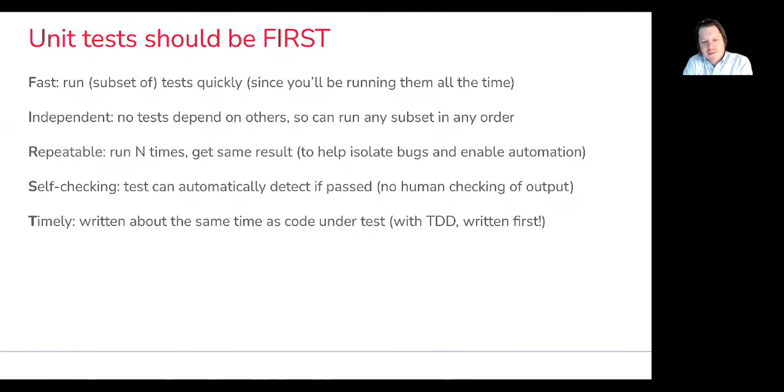So self-checking tests should be able to automatically detect if they passed or failed. There should be no human checking of the output. This is what makes them really helpful. We don't have to worry about some sort of input to output mapping. We don't need to go in and actually look at the results.